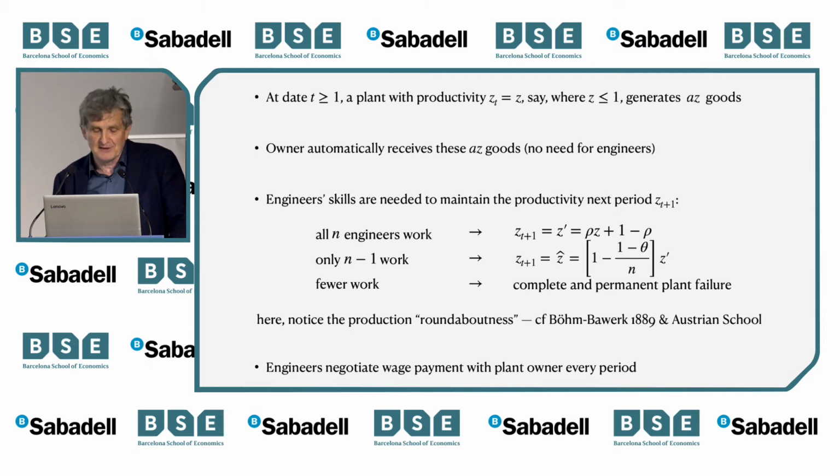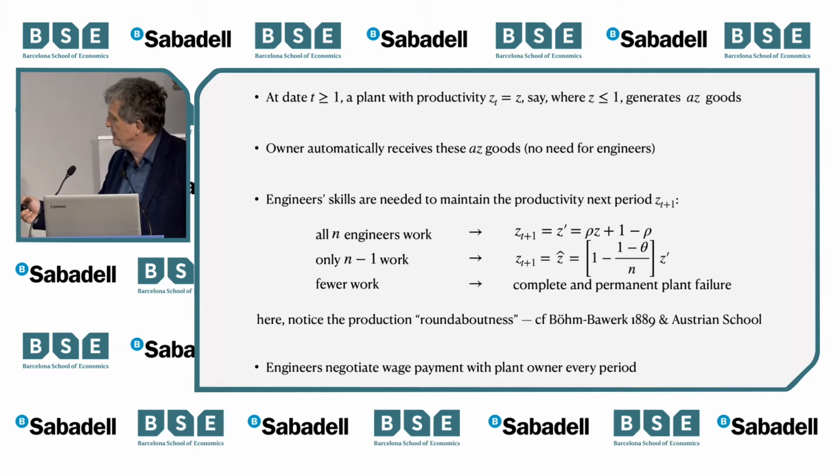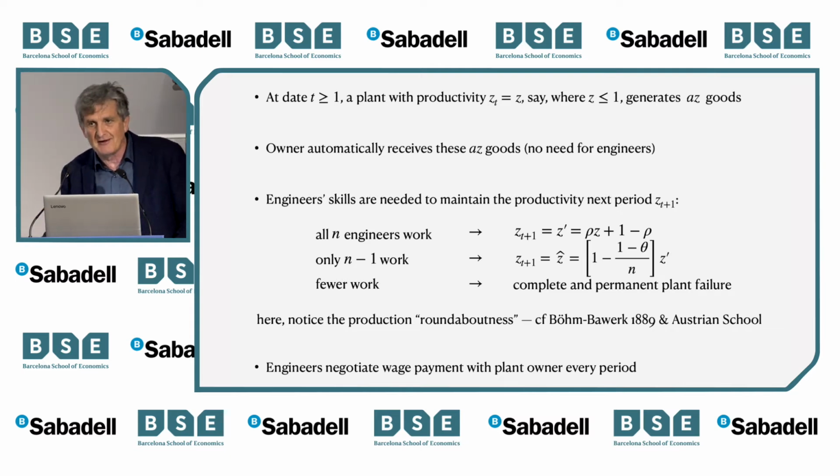It depends on how well behaved the Little Johns are. Now, if all N of us, we call ourselves engineers, if all N of us work, then Z(t+1) is given by Z prime, which is a weighted average of the current Z and 1. So if the current Z is less than 1, then God is good to us, or to you, I should say, and slowly but surely the productivity rises back up to 1 through that AR1 process. Let's call that amount Z prime.